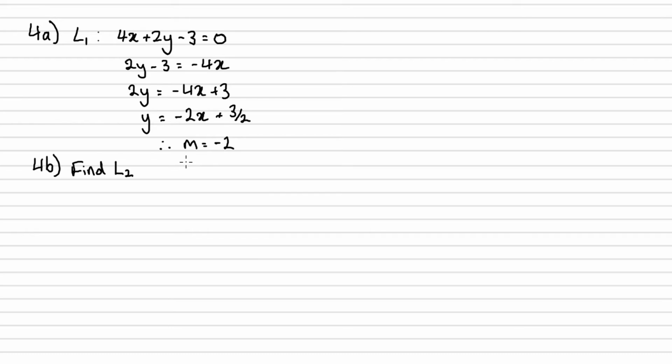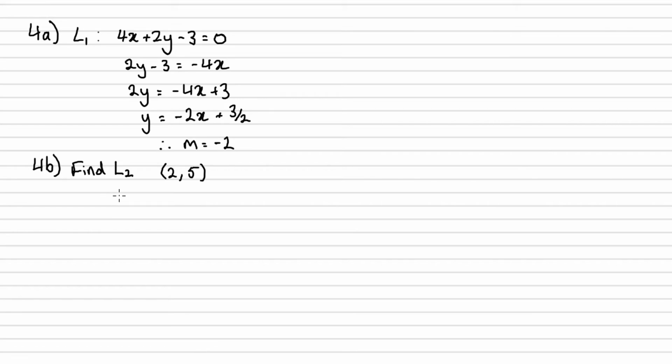So for part B, we're told the line L2 is perpendicular to L1 and passes through the point (2, 5). Find the equation of L2 in the form y equals mx plus c, where m and c are both constants.